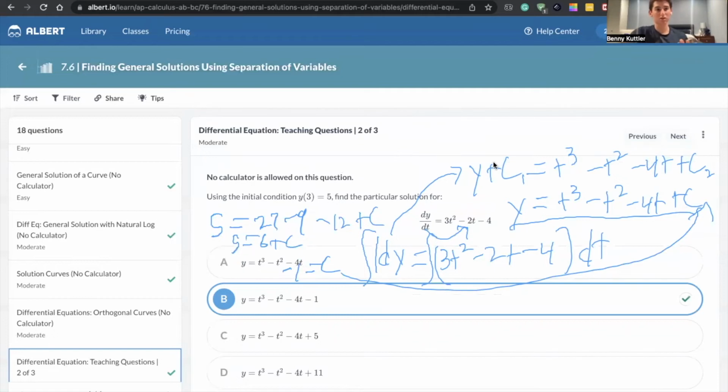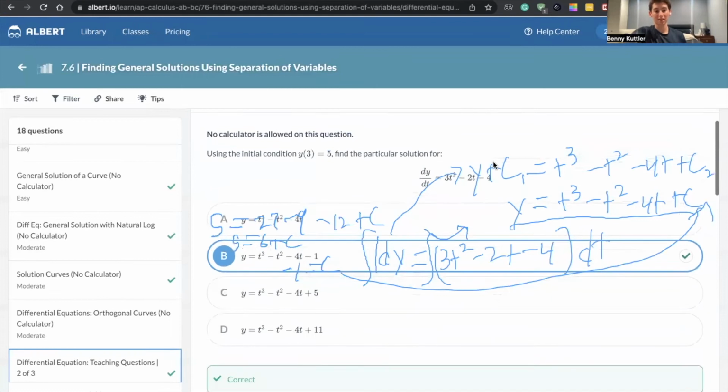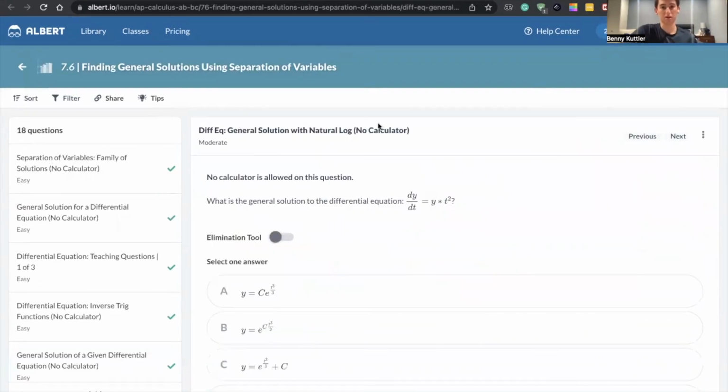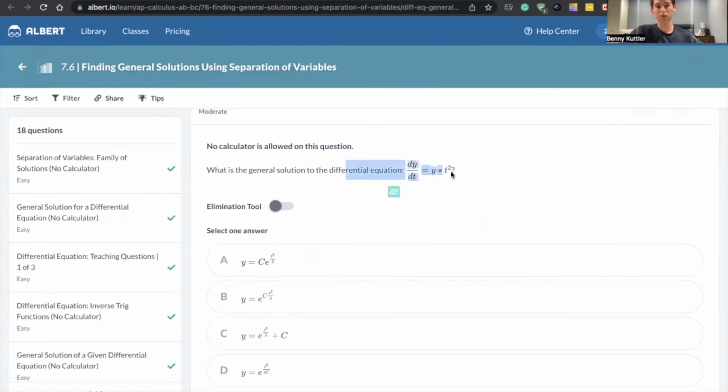That's the big part of this unit. The next little section of the unit is also related to this. This is the main idea that you have to get from this unit. So now we'll do another one. General solution for this differential equation.